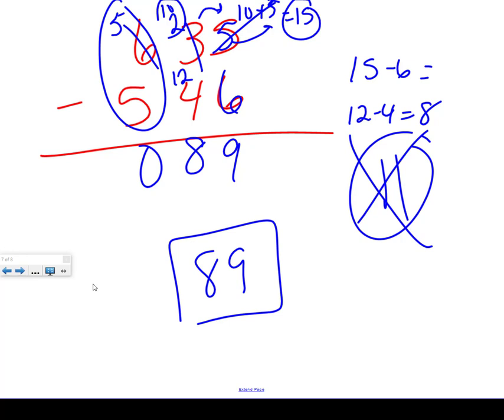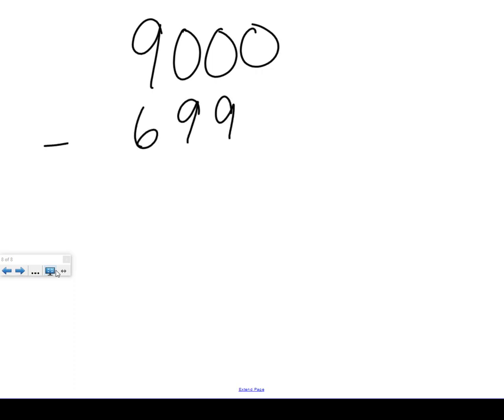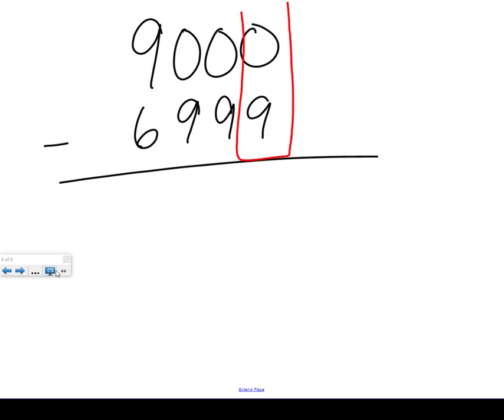All right, we're going to do one last example, and it's going to be regrouping when you have zeros involved. These get kind of tricky for some students, so I want to make sure that we work this out. So if I have 9,000 and I'm subtracting 6,999. Remember, we are just going to focus on one column at a time.